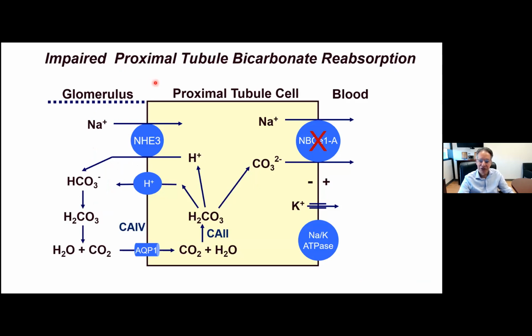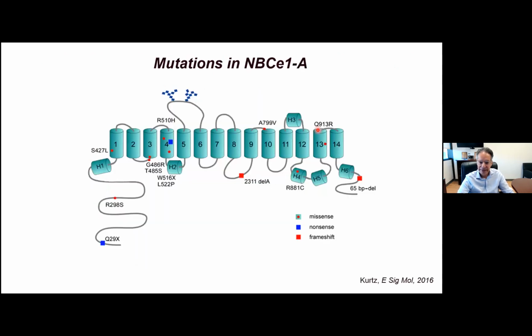So again, getting back to the transport machinery, there's nothing wrong with the apical membrane, but here's where the problem is. NBC1A is not transporting sodium carbonate across the basolateral membrane. And this protein is now known. Our lab actually showed its subatomic structure a few years ago, but it has 14 transmembrane regions, which are the parts crisscrossing the plasma membrane, and it weaves, like all membrane proteins do, in and out of the plasma membrane. And the red shows where the mutations are.